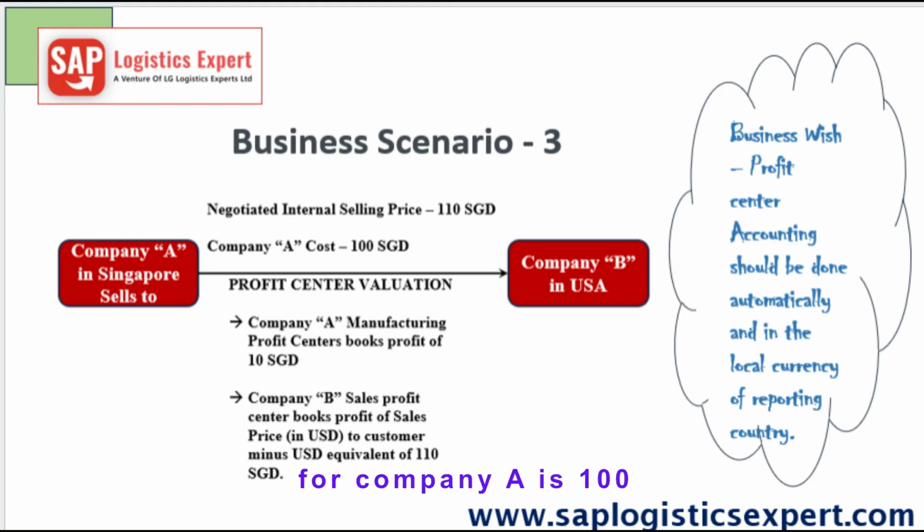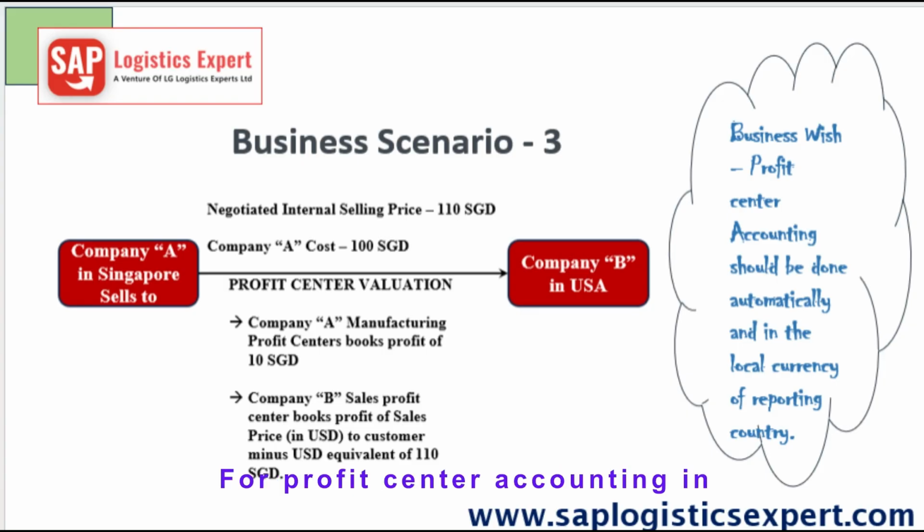The cost for Company A is 100 SGD. This means the manufacturing profit center in Company A records a profit of 10 SGD. Now, let's look at Company B. Company B, USA, sells the goods to its customers in the USA market.